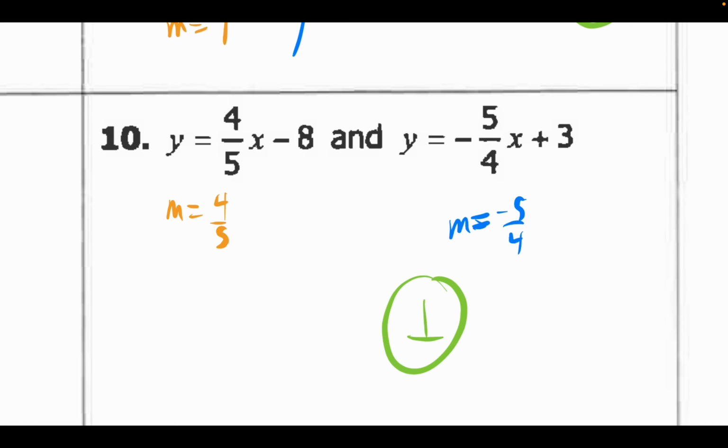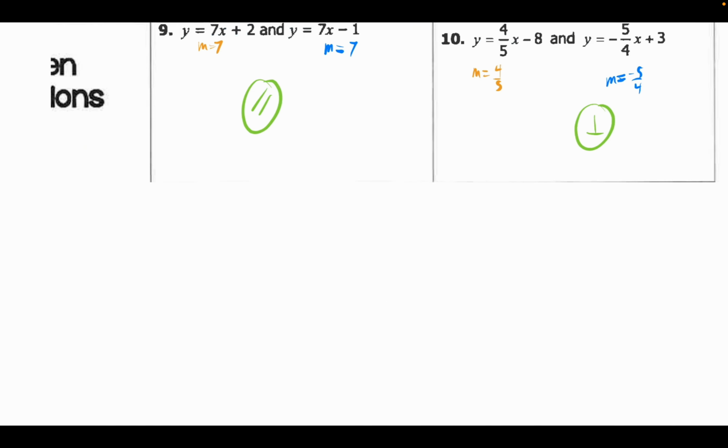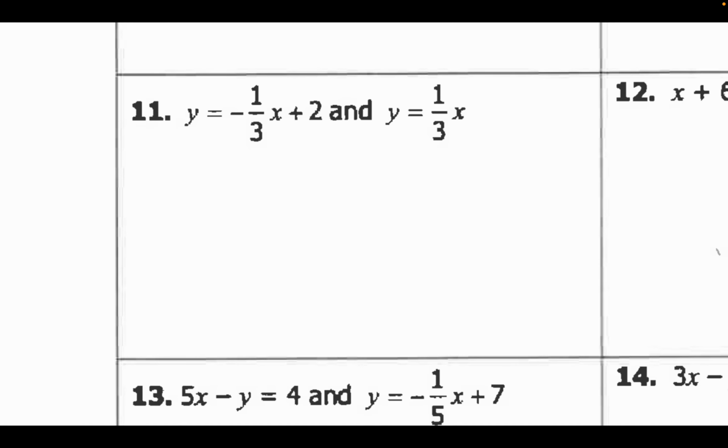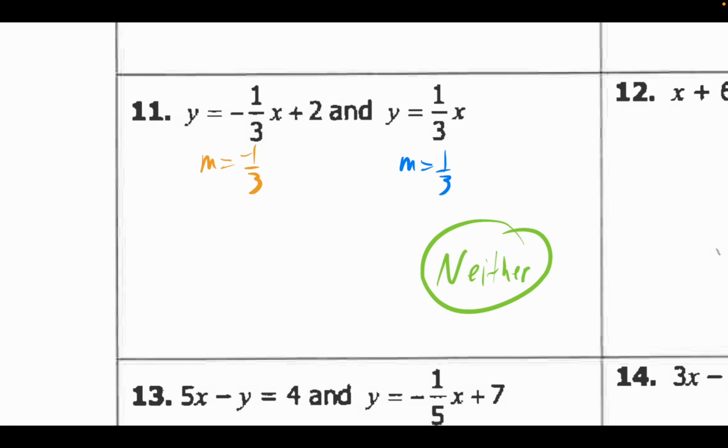On number 11, these are both in slope-intercept form again, and so the slope of the first one is negative 1/3. The slope of that second one is positive 1/3. They're opposite signs, but they're not reciprocals, so they're neither parallel nor perpendicular.